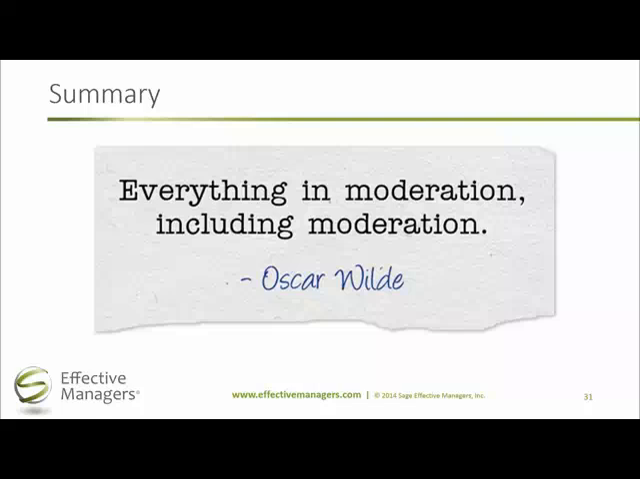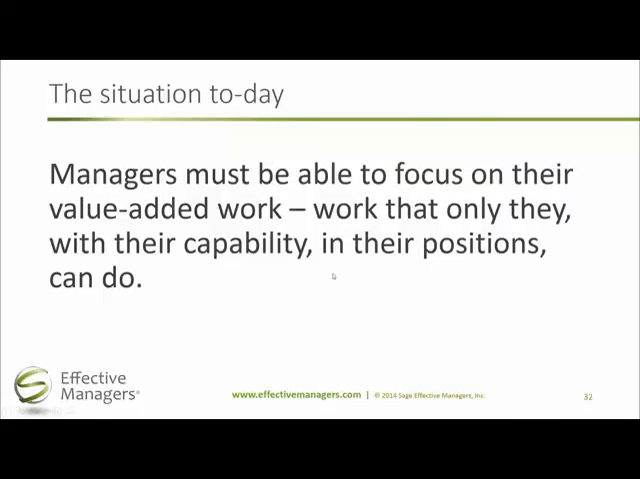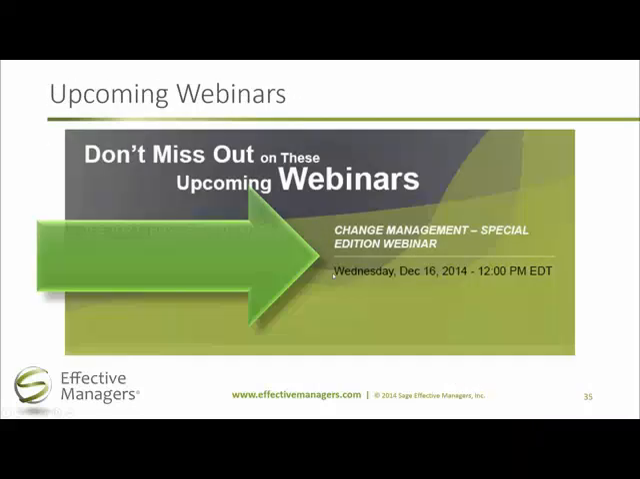So in summary, the summary is that everything in moderation, including moderation. This is one of my favorite Oscar Wilde quotes. So it's true of everything in organizations. No matter what the issue is that we're working on, there will be two extremes which we can gravitate towards. Often life ends up being a pendulum. This can happen in organizational change as well. The question is, how do we find that balance between those two alternatives that we as managers in the organization have, and how can we move forward to doing that?